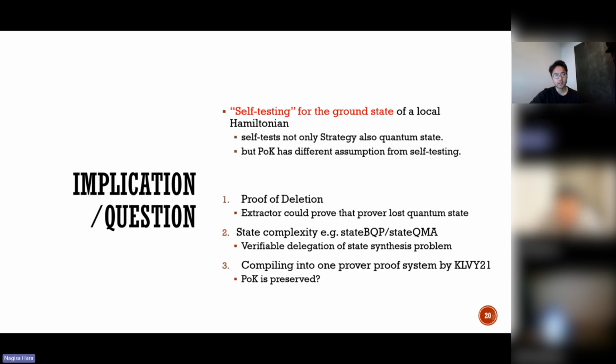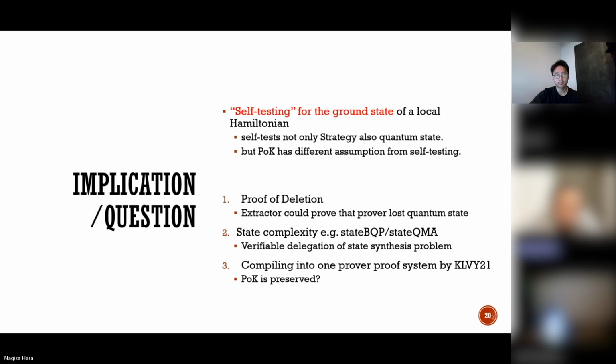The third property is if we compile these two multi-prover settings to the one prover proof system by applying the famous compiler KLVY21, then is proof of knowledge still preserved or not? Actually, I think this must be preserved. So this is an open problem that I picked up.